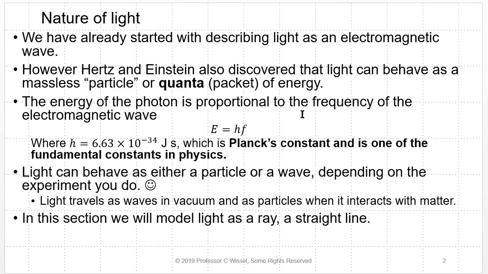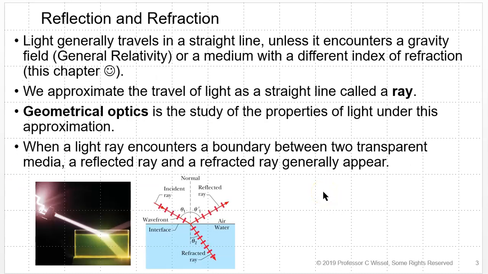In this section, however, we will model light as a ray, a straight line. Light will generally travel in a straight line unless it encounters a gravity field, and of course that would be the subject of general relativity, or a medium with a different index of refraction, and of course that's this chapter. We will approximate the travel of light as a straight line called a ray. This is the field of geometrical optics.